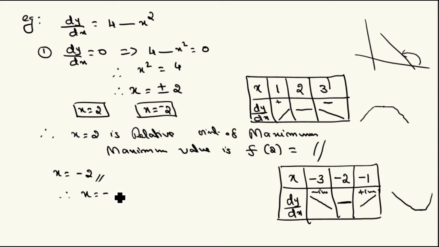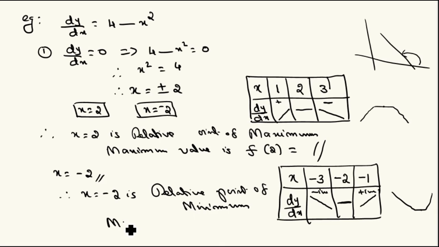Therefore, x equal to minus 2 is a relative point of minimum. The minimum value is f of minus 2.